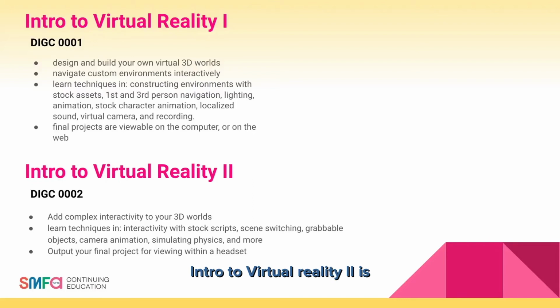Intro to Virtual Reality 2, a continuation of that first intro. And so this is where you're going to be adding some complexity to the interactivity in your 3D worlds. So you're learning interactivity with the stock scripts that you're using, scene switching, grabbable objects, camera animation, and then first and foremost, the really important, exciting part here is that this is the first class that you'd be outputting your final project to be viewable on a headset. So that's really where the headset comes in and is required in that step.